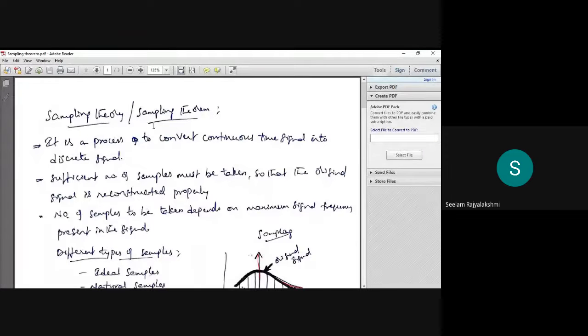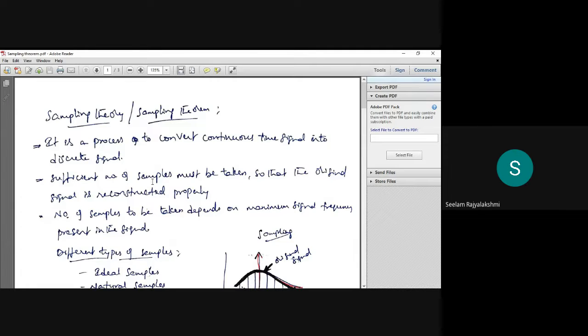Sampling theory, or sampling theorem, is the process of converting a continuous time signal into a discrete signal. Here we have to reconstruct the original signal. How do we reconstruct the original signal? For that we have to consider a sufficient number of samples. That means it depends upon how many samples we have to take.